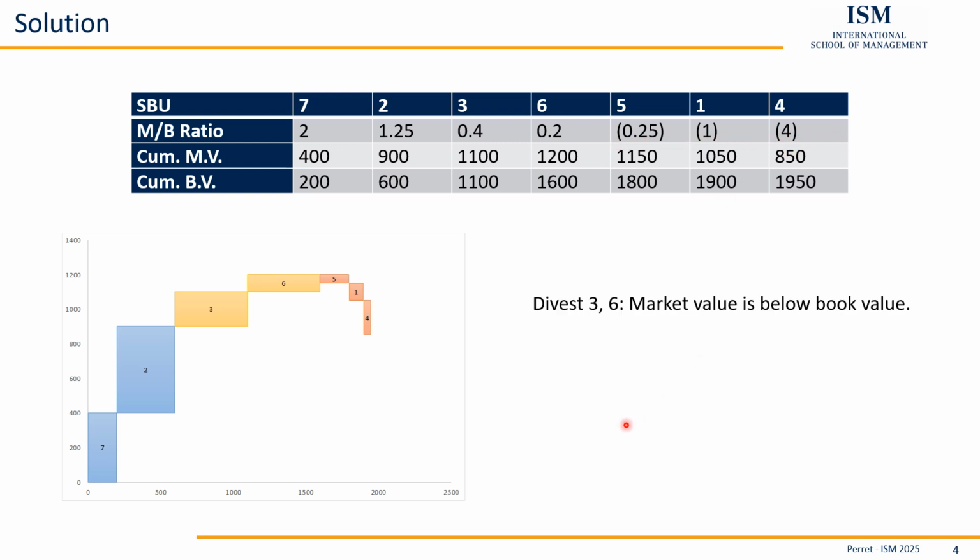So in conclusion, I have to divest those two because they're underperforming, because the market value is below the book value. And for sure, I have to divest 5, 1, and 4 because here the market value is negative. They are harmful if I were to keep them in my company. And well, that's then everything there is to this type of exercise.